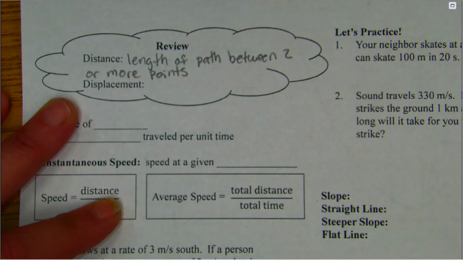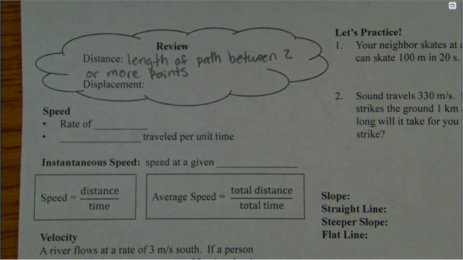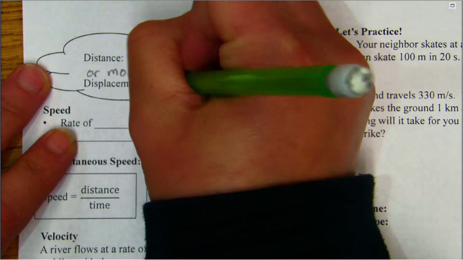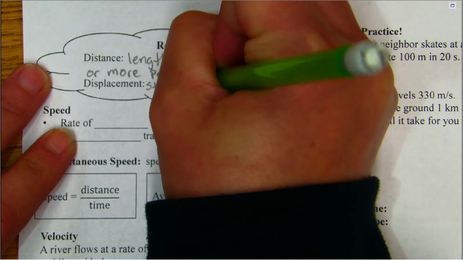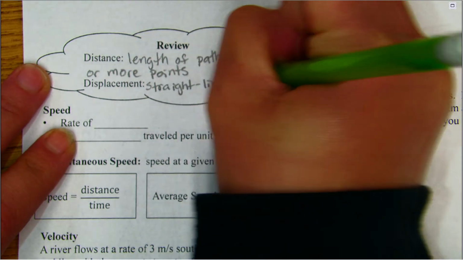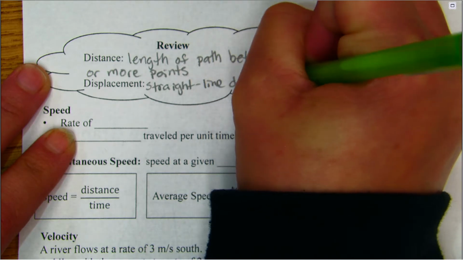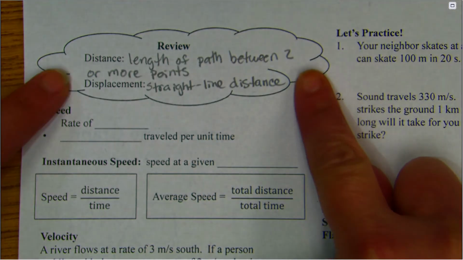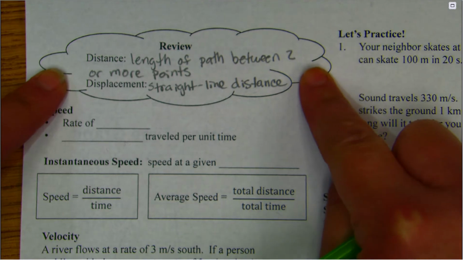And displacement is defined as the straight line distance. All right, so distance is the total that you travel, for example.